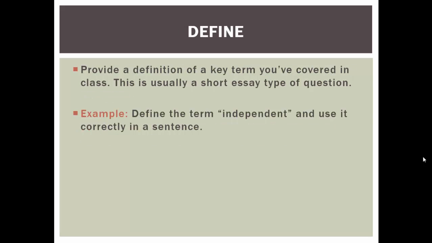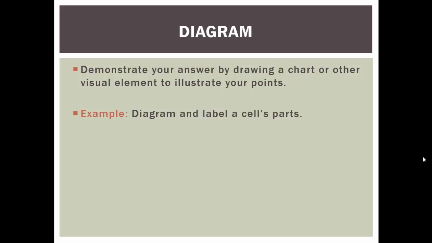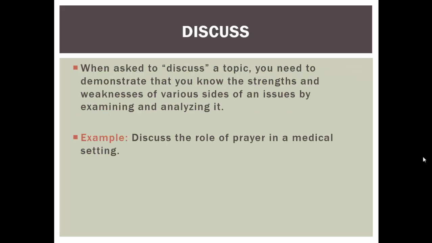Define. Provide a definition of a key term that you've covered in class. This is usually a short essay type of question. For example, define the term independent and use it correctly in a sentence. Diagram. Demonstrate your answer by drawing a chart or another visual element to illustrate your points. For example, diagram and label a cell's parts.